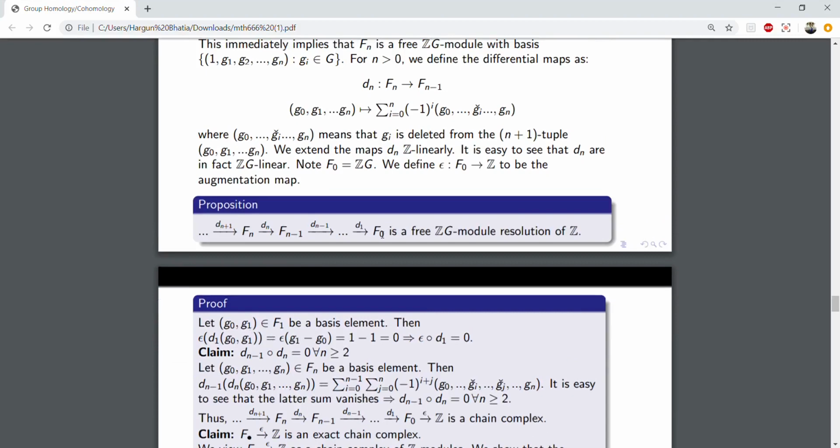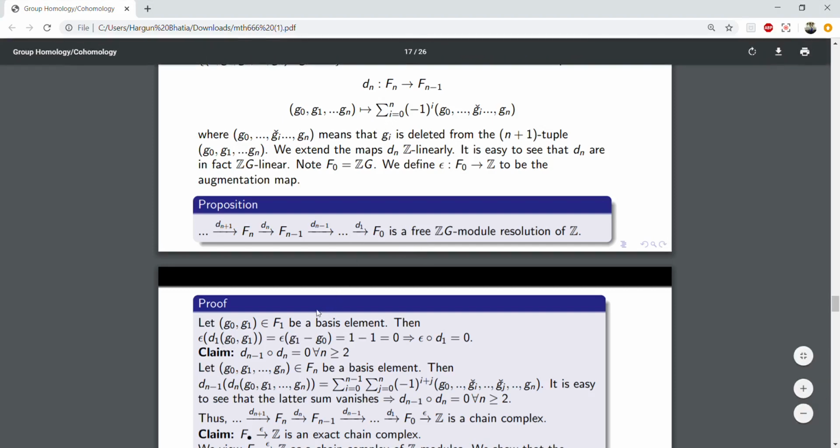I first look at the map from F1 to F0 followed by the epsilon map to Z. I take any arbitrary basis element (G0, G1) in F1. If I apply D1, by this definition, I get G1 minus G0. Then I apply epsilon, I get 1 minus 1, which is 0. So that is fine. For the other maps, I also claim that their composition is 0.